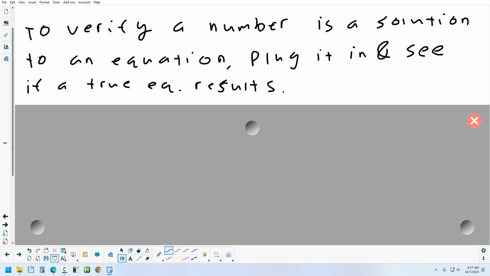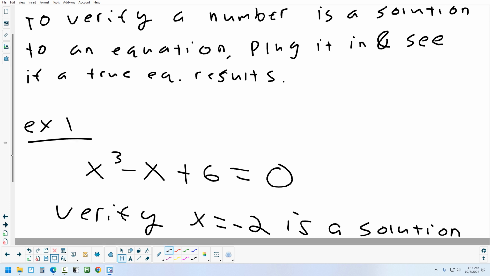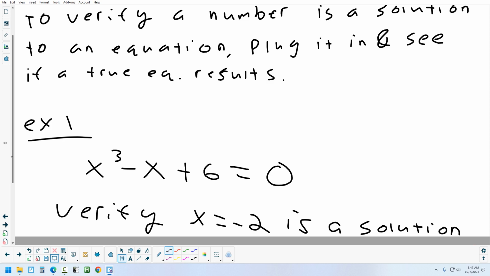So what you might have to do sometime, I ask you to check your answer or verify your answer. That means to take whatever number that you got, or the number that you're given if they give you one, plug it in for x, and see if you get a true statement. Okay, so that's what verify means. Take the value that you found, or the one you're given, plug it in for x, and see if you get a true statement.